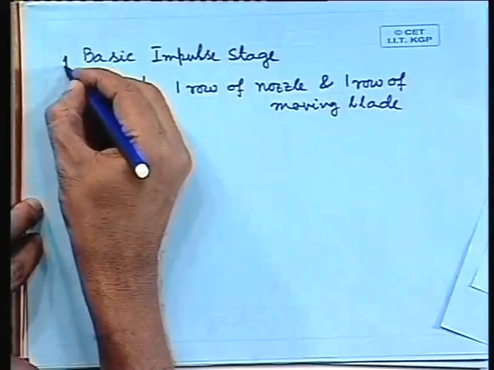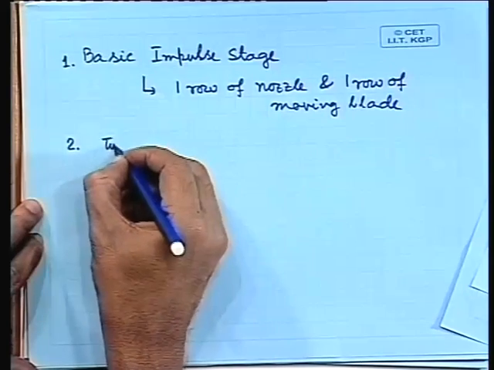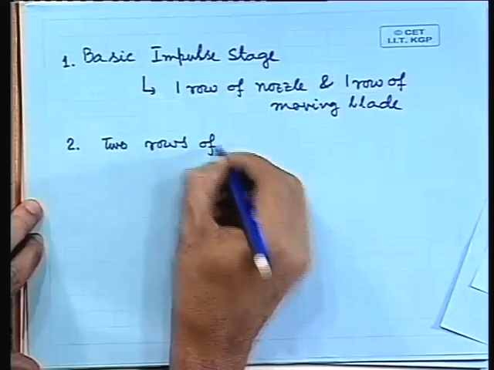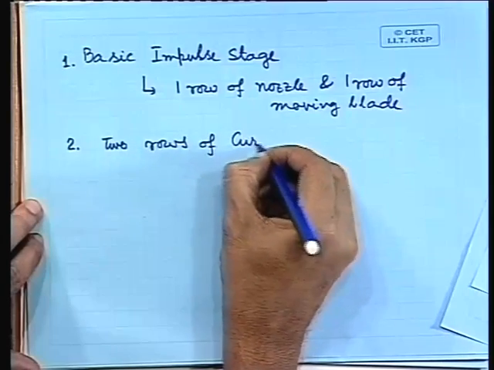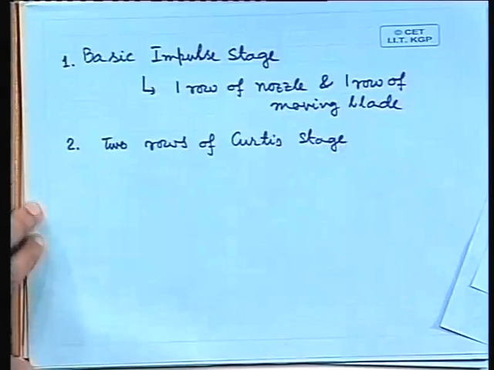This is one. Then one can have two rows of Curtis stage. So, here you will have one row of fixed blade, one row of moving blade, one row of fixed blade, one row of moving blade, like this. Okay. So, this is another arrangement.